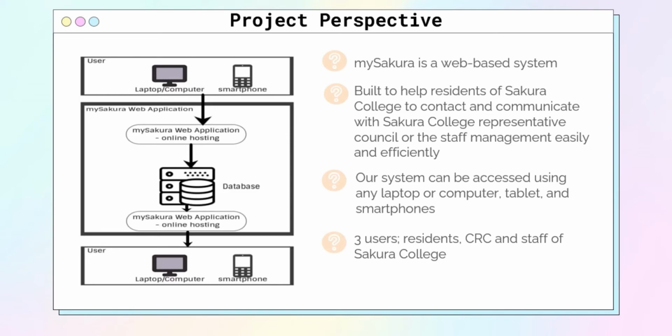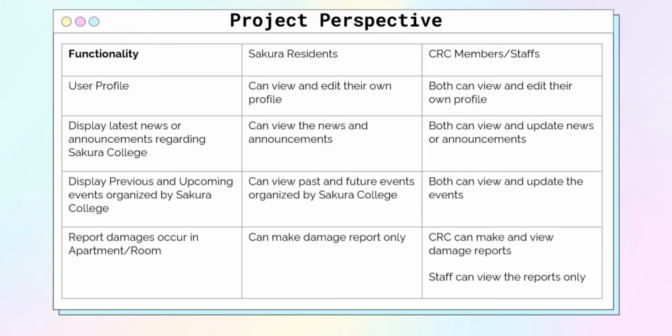Based on the figure, our system can be accessed using any laptop or computer, tablet, and smartphone. The mySakura web application has three users, which are the residents, CRC, and staff of Sakura College. The functions of the mySakura web-based system according to the type of users are listed below. CRC and staff are currently using the same module as they will share the same function but with different purposes as they are in the same management.